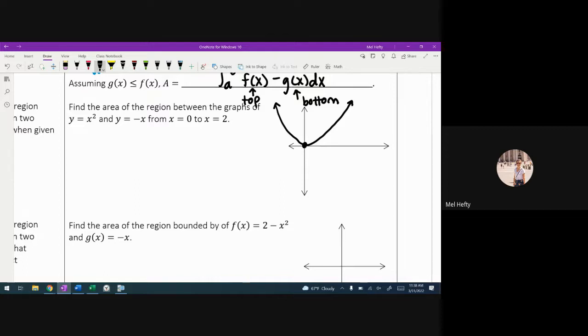A line with downward slope. Where does it go through the y-axis? The origin. So I'm just going to kind of draw it like this. I can draw it on the other edge as well.